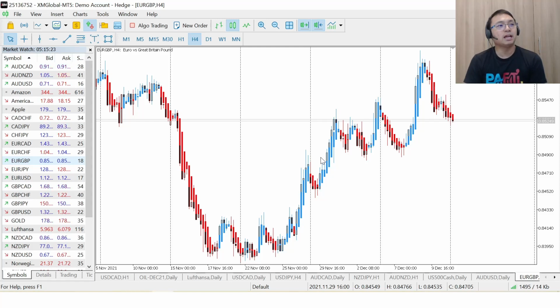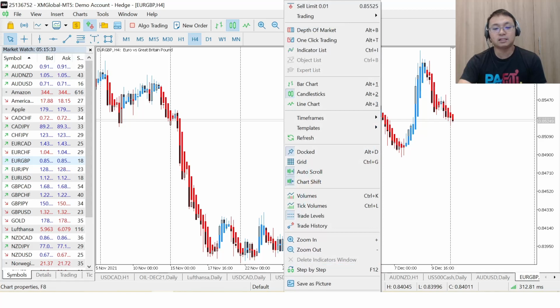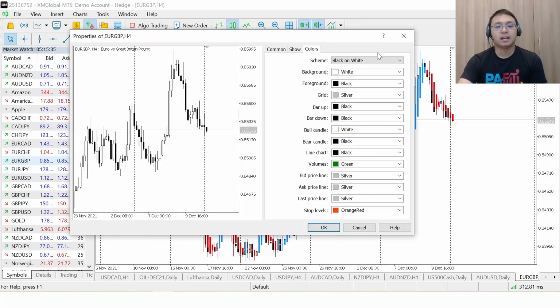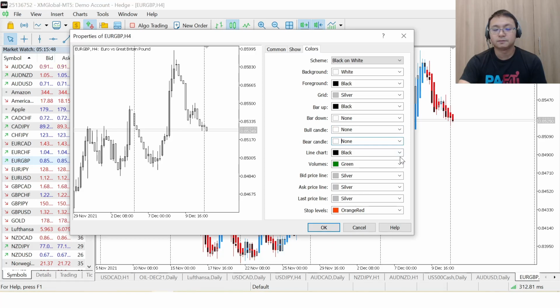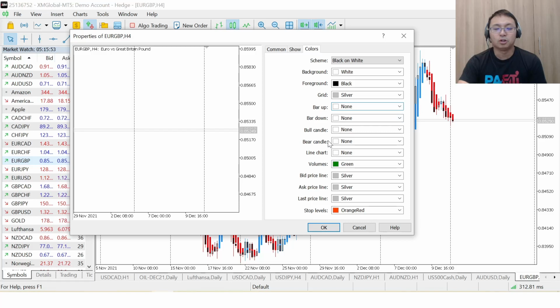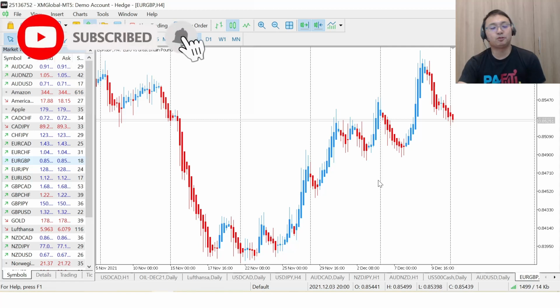So, it might be a good idea to actually remove your candlestick chart para mas makita nyo clearly kung saan yung Heiken Ashi natin. So, to do that, simply go to Properties and tanggalin nyo lang dito yung bar up, bar down, bull candle, bear candle, and the line chart. Just remove all of them. Gawin mo lang none yung color. Okay, so tanggalin lang natin silang lahat. Ayan. So, kita nyo, yung bar up pala, nakakalimutan ko. Ayan. So, all of them are gone. So, makita nyo na dito, wala na siya. And if you click OK, you are now left with your Heiken Ashi.